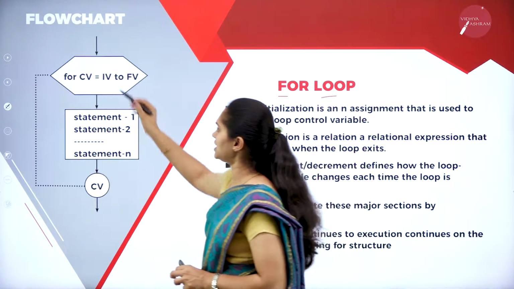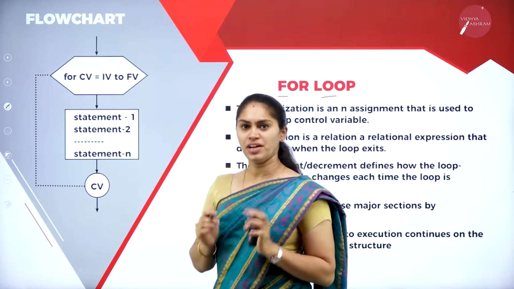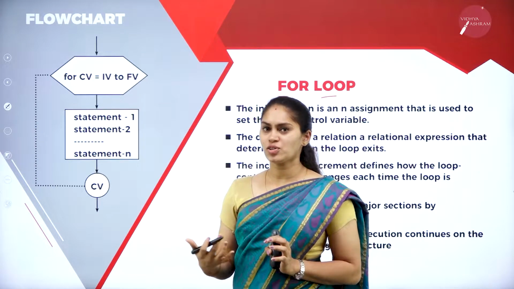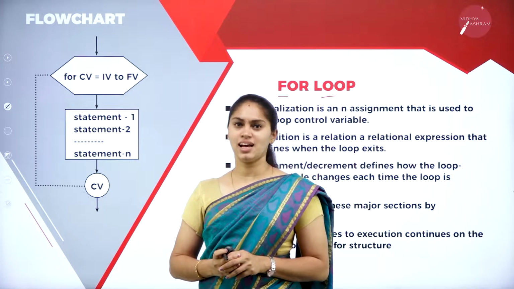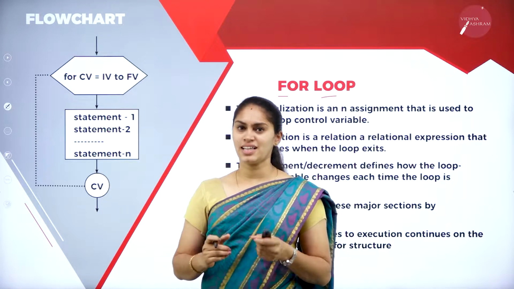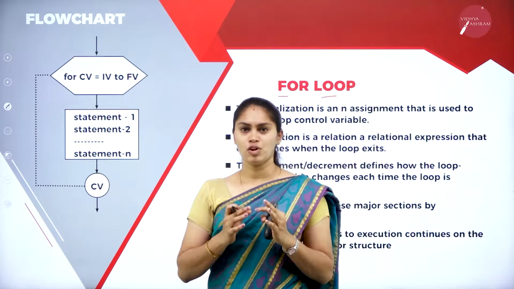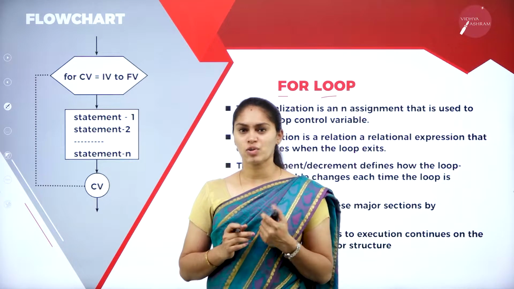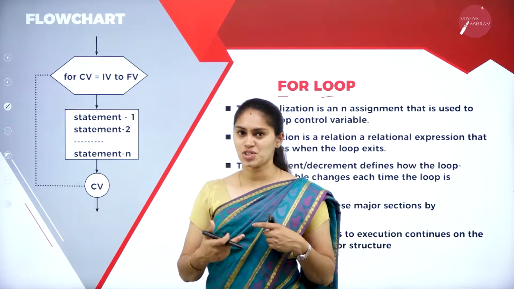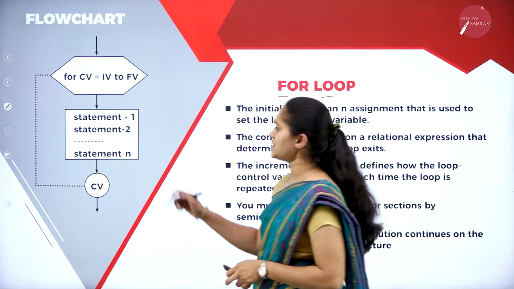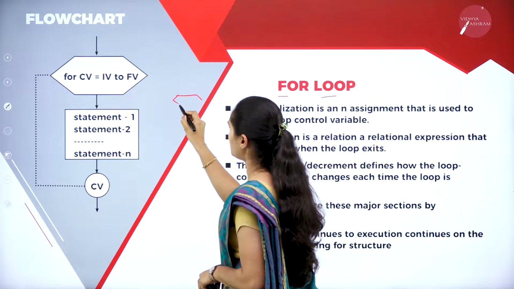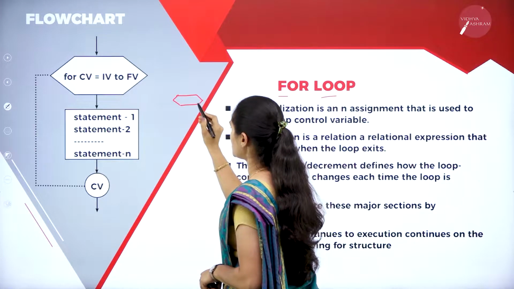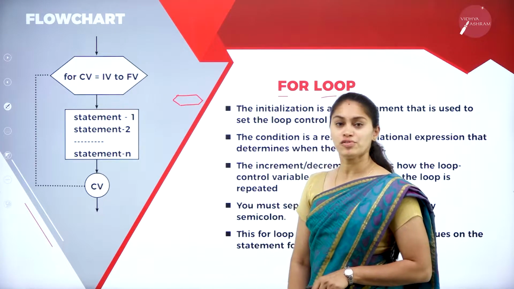Here you can see the entry point of a for loop. How do we represent looping in a flow chart? Already we have discussed this in the problem solving methodology, where we learnt about flow charts. What is the symbol we use for looping or repetition? We use the preparation symbol. This is mainly used for the purpose of looping.